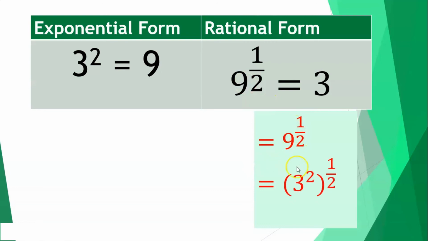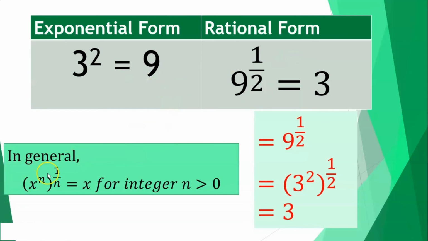So with that, 9 can be written as 3 squared to the power of 1/2. Take note, 3 squared, it's still 9. So at this point, we can cancel 2 and 2. So therefore, it is 3. So take note, this is the exponential form, and this is the rational form. So again, in general, x to the power of n raised to the power of 1 over n is simply x because you can cancel n and n, just like what we did here. Now we cancel 2 and 2.